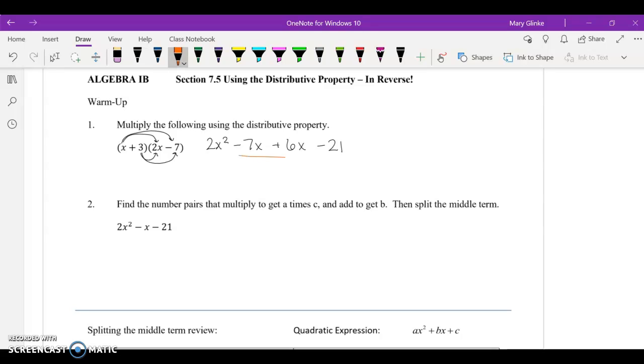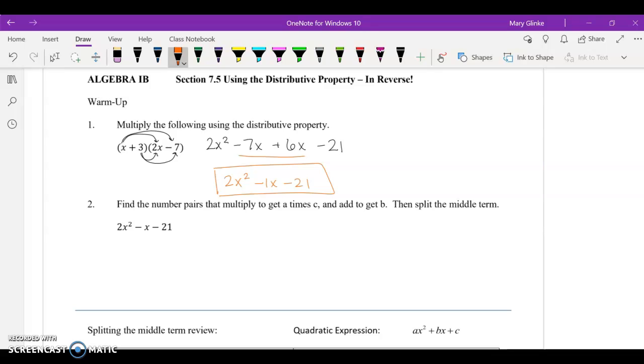Then what we would do is we would combine like terms. So we would get 2x squared minus 1x minus 21. So this would be the distributed form of those two factors.